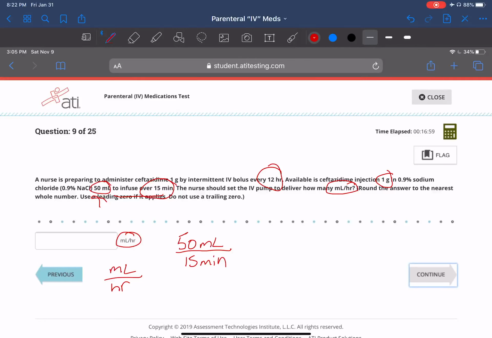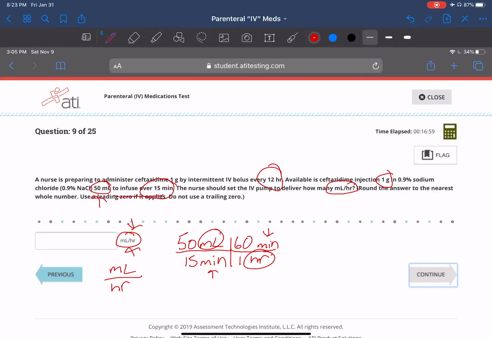And if you look at how they want the answer, ml per time, so ml over hour. But it says hour, and we have 15 minutes. So we just need to change those minutes to an hour. If you know the train track method, if we have a minute down here, we need a minute to be up here on top. So we know that 60 minutes is equivalent to 1 hour. And they're asking for ml over hour. So now we have ml over hour.